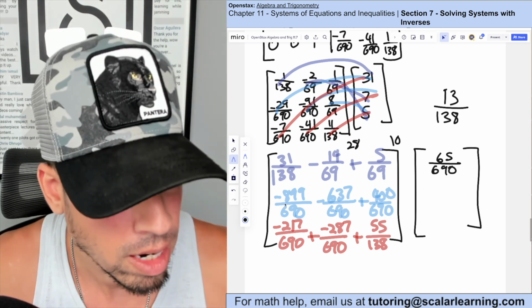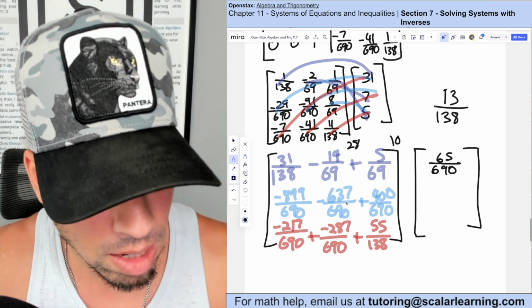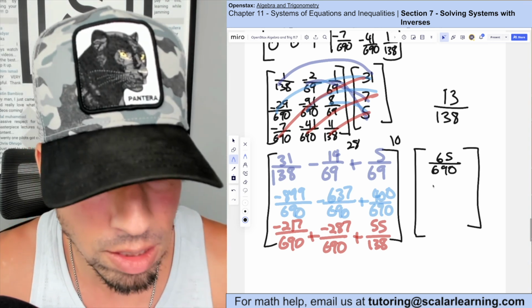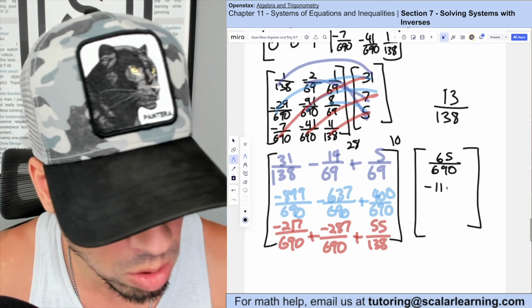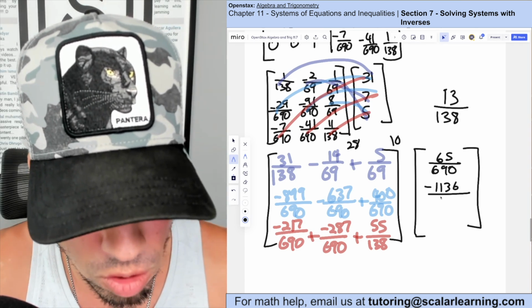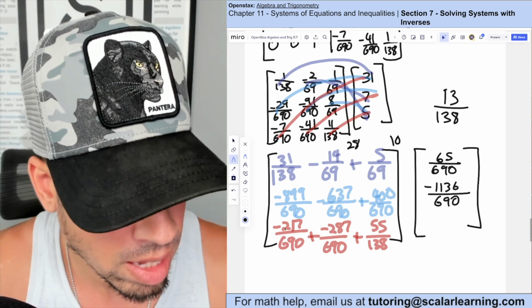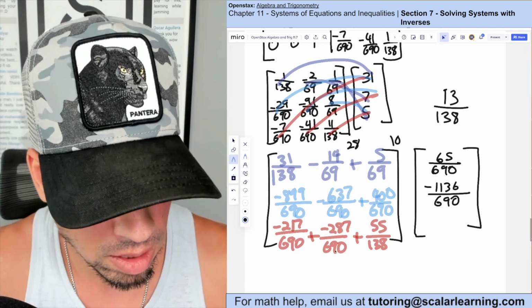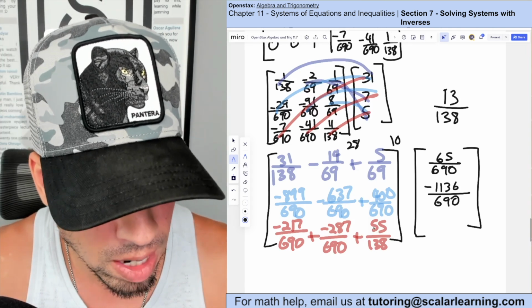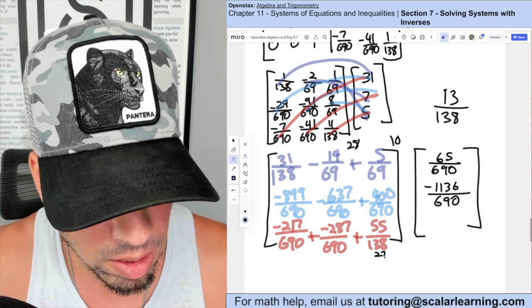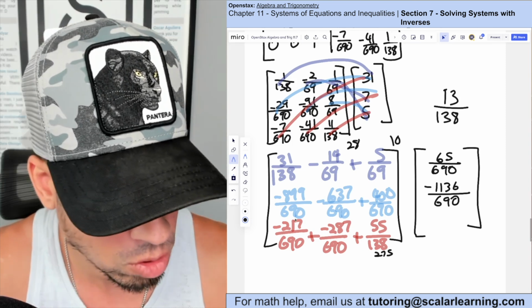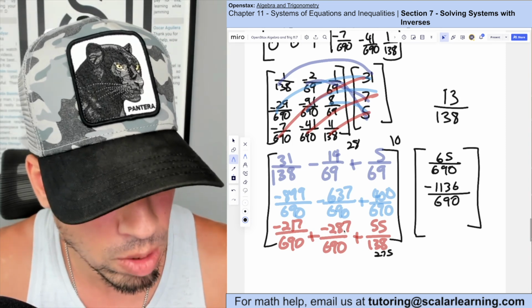All right. Next, we've got negative 899 minus 637 plus 400, and I did it in the calculator, and it's negative 1136 over 690. And then last but not least, this one I'm going to get to 690 by multiplying it by 5 over 5, so that's 275 over 690.